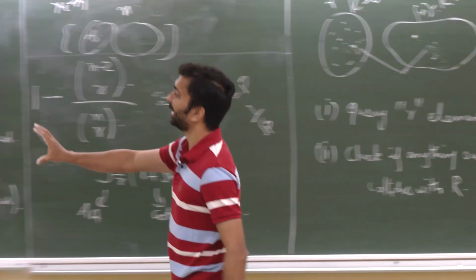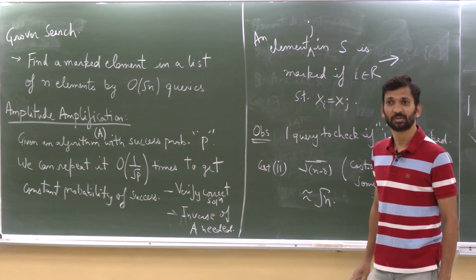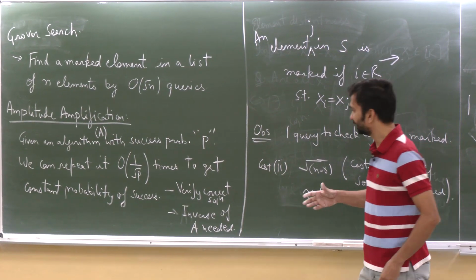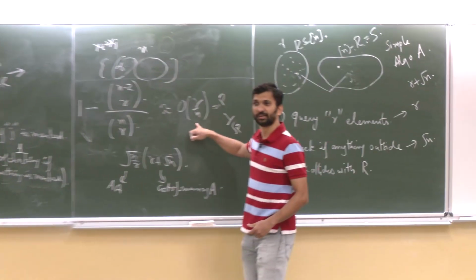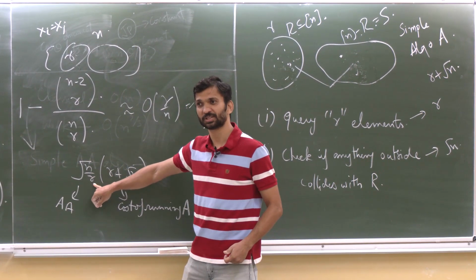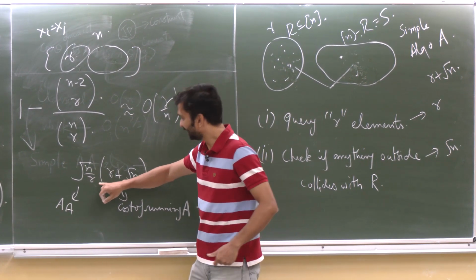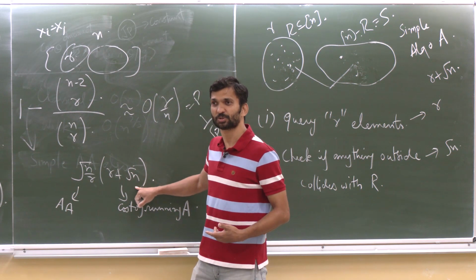Again, I am applying now this as a black box. Correct? There is an algorithm which finds the collision with probability r by n. I want to make it constant. That means I want to run this algorithm square root n by r times. Each iteration of the algorithm will take this many queries.